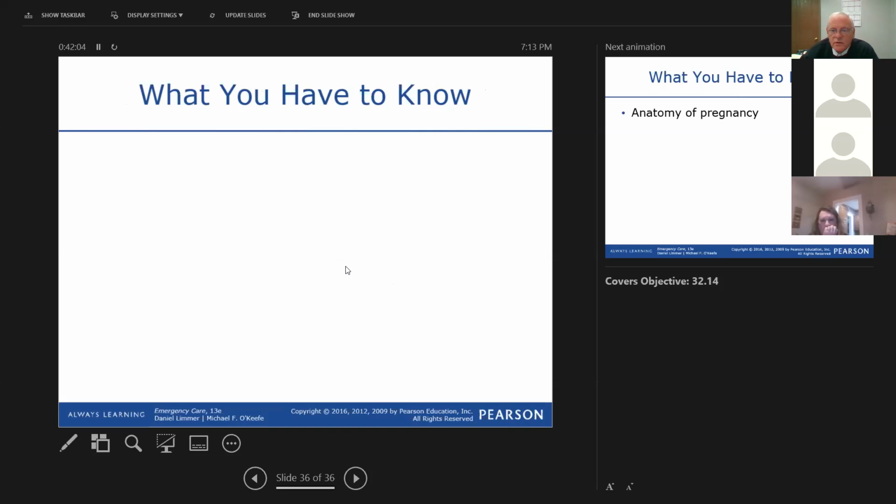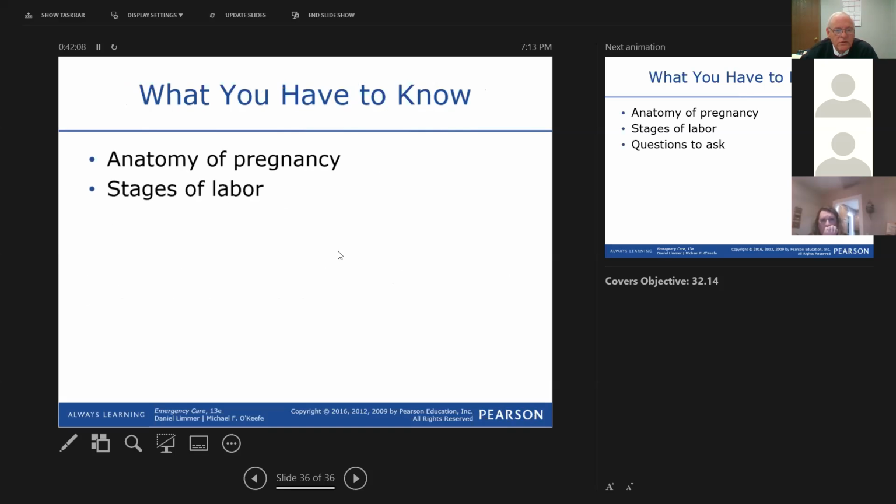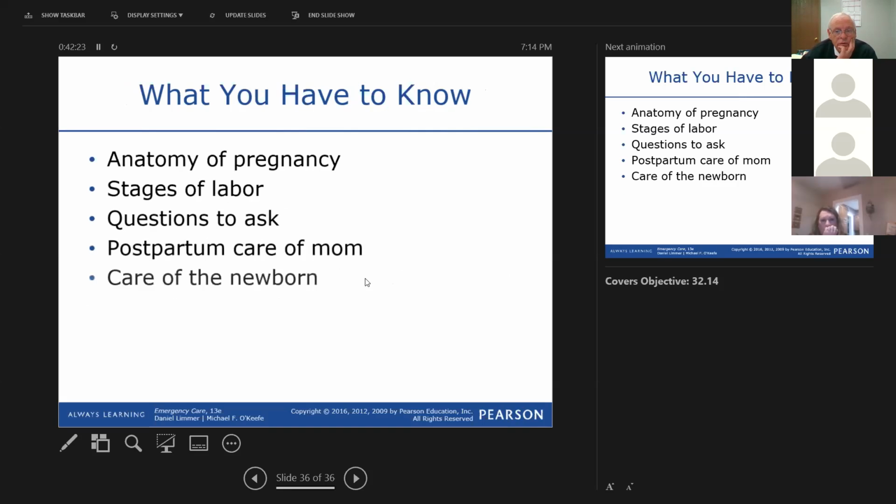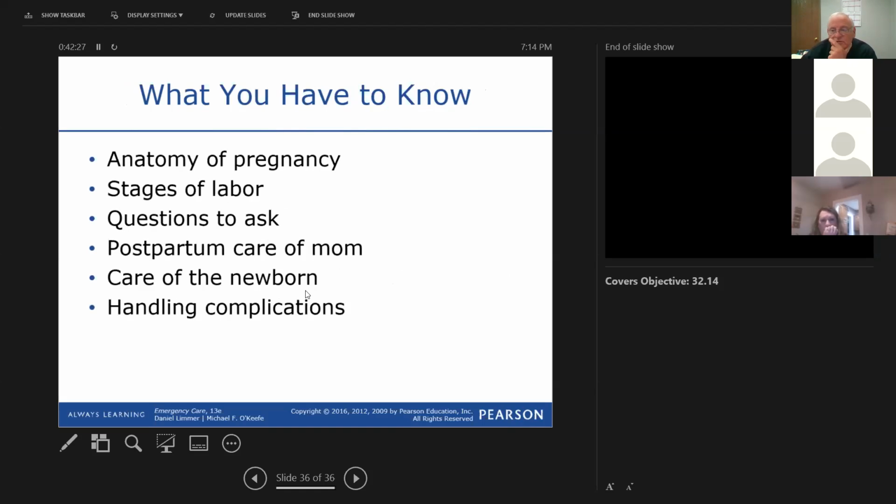So, last slide. You gotta know the anatomy, all those structures we talked about. You need to know the 3 stages of labor. You need to know what questions to ask mom so you know how to make a decision if you're gonna stay and play or if you're gonna transport, okay? You need to know the postpartum care of mom. You need to know the care of the newborn. And you need to know how to handle the complications that we discussed, breaches and prolapsed cord and things like that. Any questions on this review from those other videos?